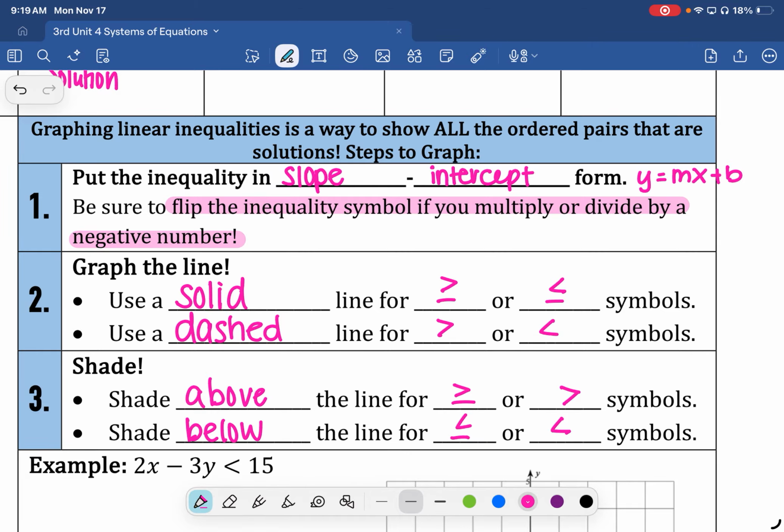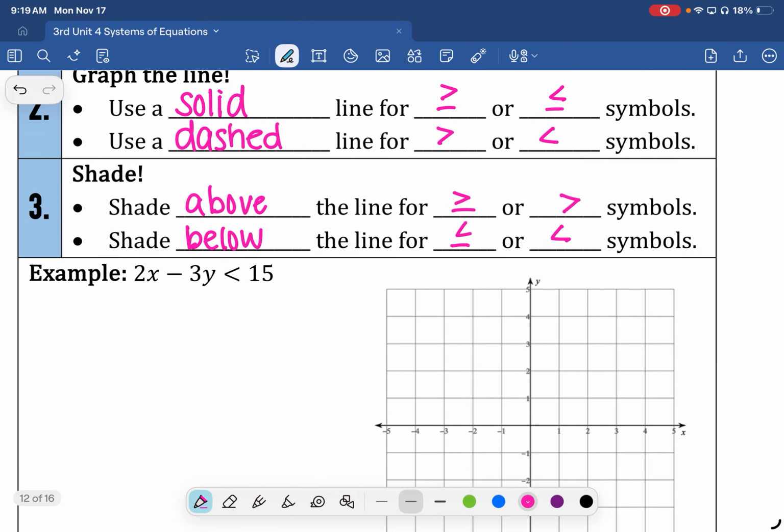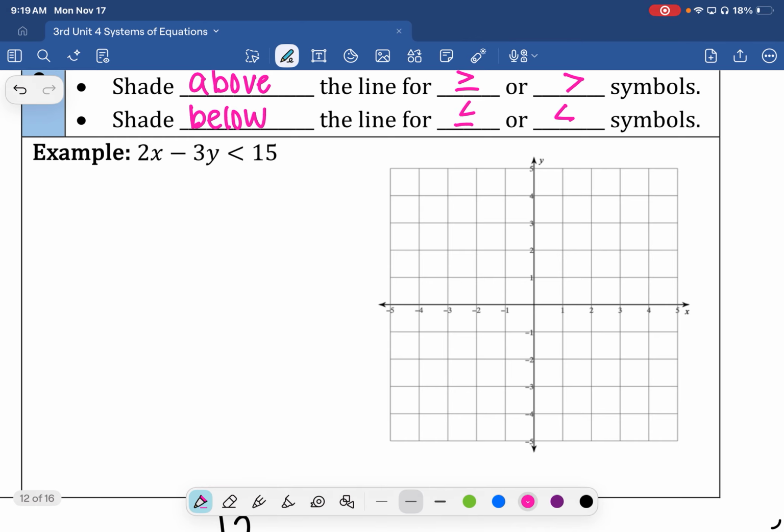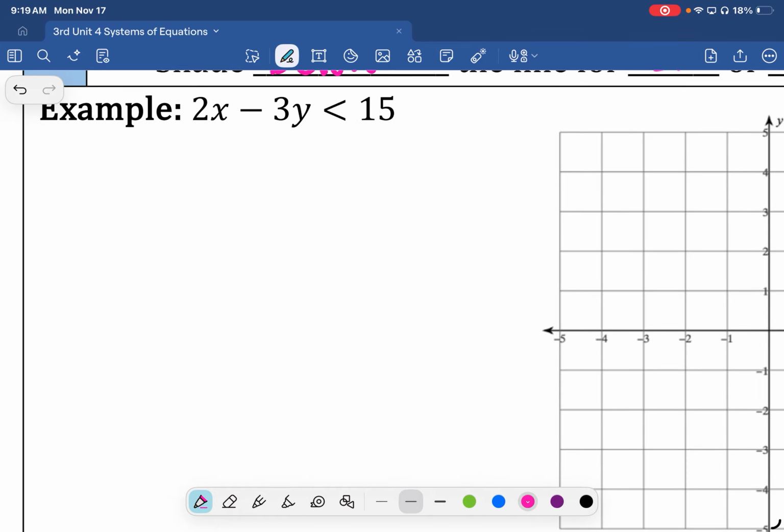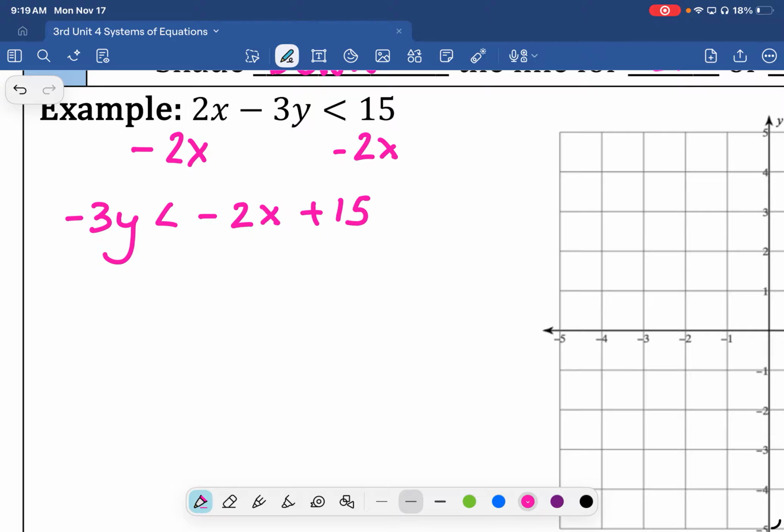All right, so now we're going to look at the first example here below this, okay? So we are going to graph 2x minus 3y is less than 15. So first, is that equation in slope-intercept form? No. So to put it in slope-intercept form, what do I need to do first? Subtract 2x on both sides. So we get negative 3y is less than negative 2x plus 15. What do I do from there?